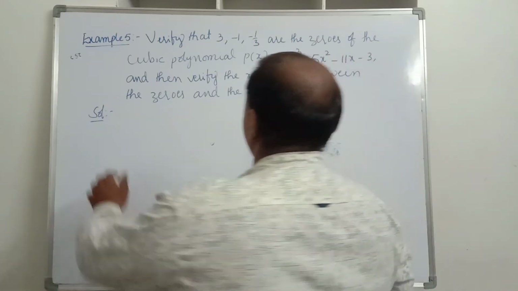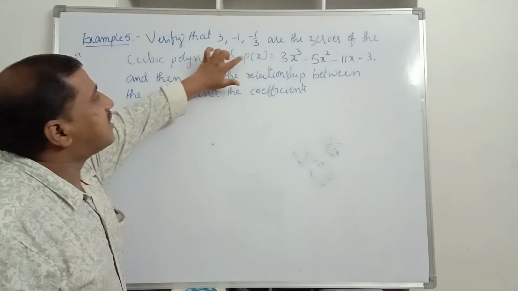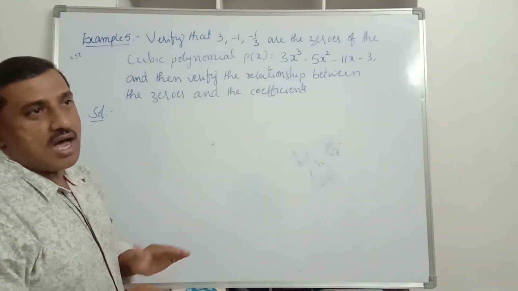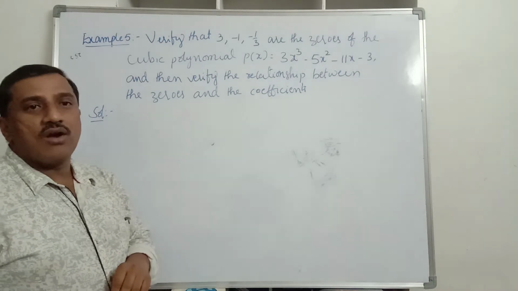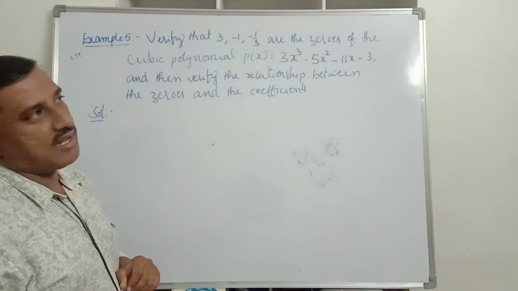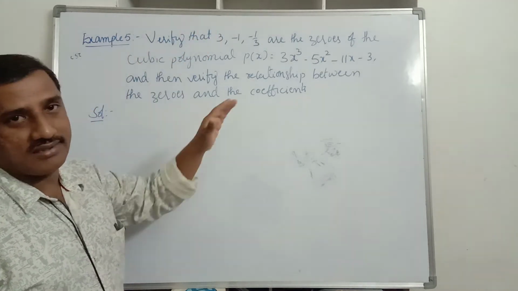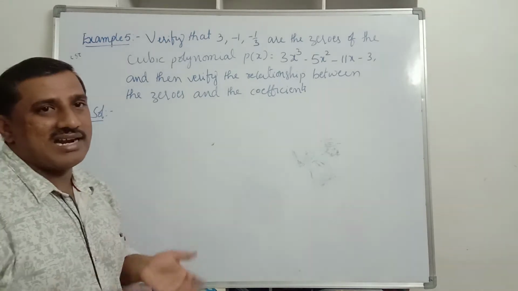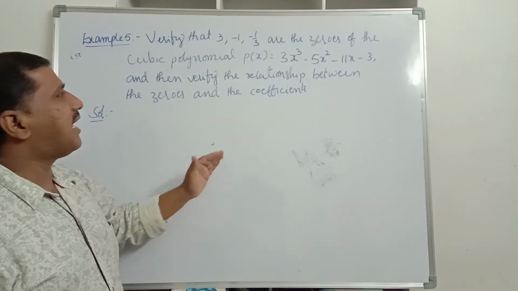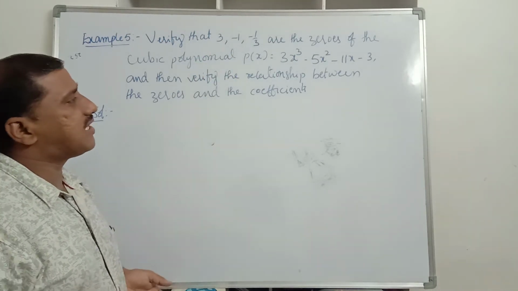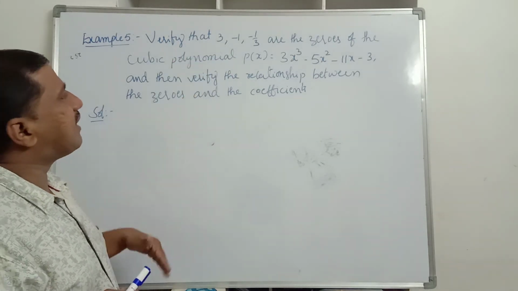What do we have to do? We should verify whether 3, minus 1 and minus 1 by 3 are the zeros of the given cubic polynomial or not. After verifying, we again need to verify the relationship between the zeros and the coefficients of the given cubic polynomial. So these two parts are there. In the first part we have to verify whether the given values of x are zeros or not. Here we use the trial and error method, that is by substituting x as 3, x as minus 1, x as minus 1 by 3, and on simplification if you get its value as 0, then 3, minus 1 and minus 1 by 3 are the zeros of the given polynomial.